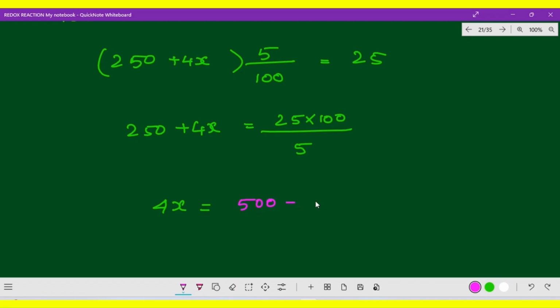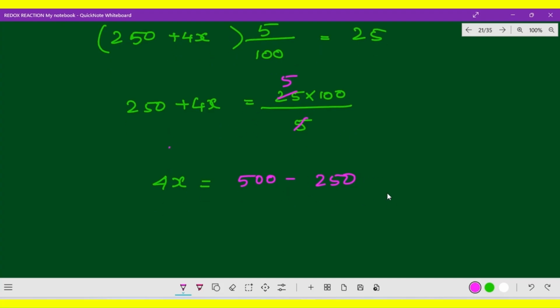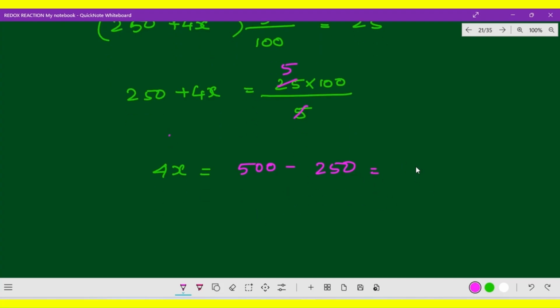500 minus 250. How do we get that 500? Here 5 ones are 5, 5 5s are 25. Okay, so 5 into 100, 500. So that means here 4x, we bring it outside. So 500 minus 250, so you will get what? 250. So here we just rearrange all these points now.